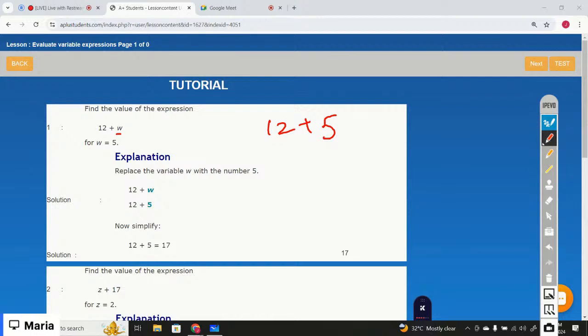You need to add them. So 12 plus 5 makes 17. The correct option is 17. Got it? You are given the value, just put in the value. So 12 plus 5 equals 17.